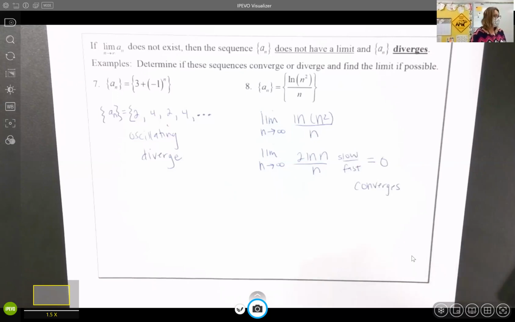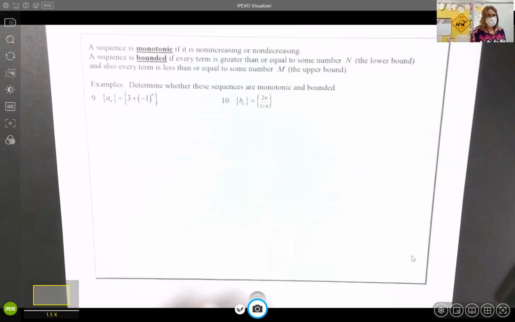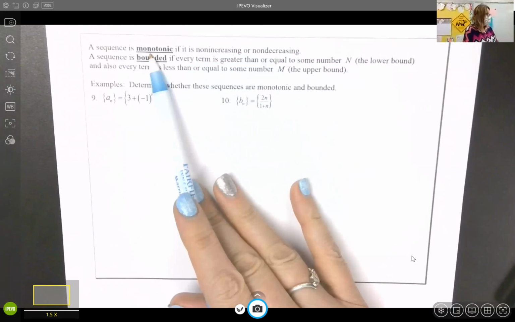Okay. So a sequence is monotonic. Yes. Please, let's pause one. Yep. Good. Okay.